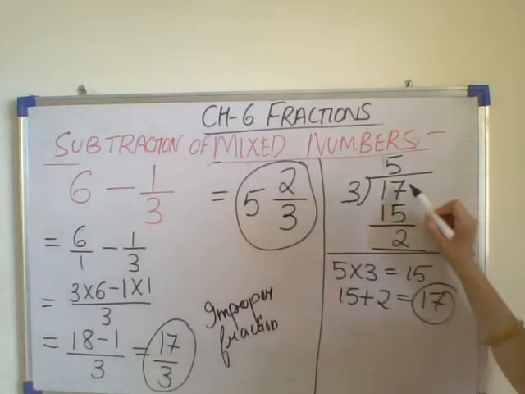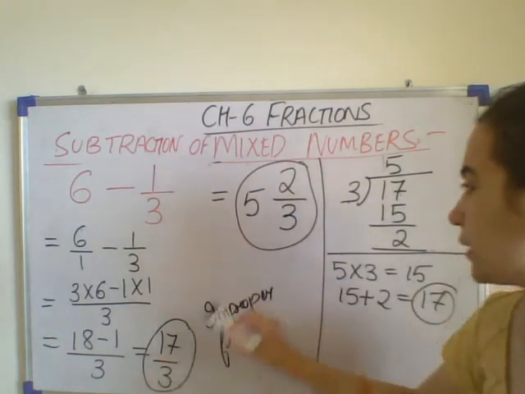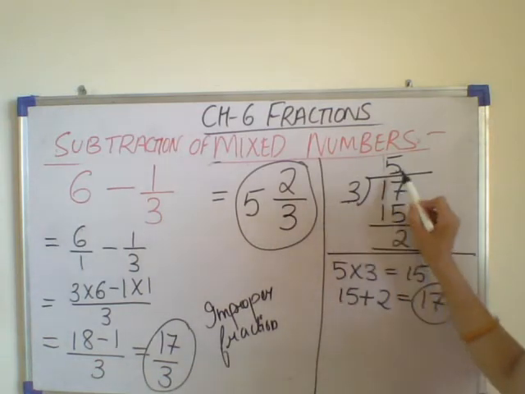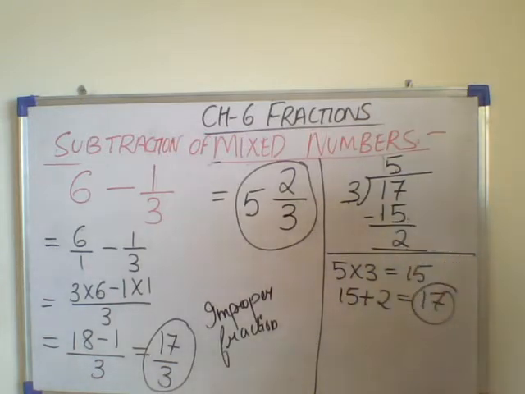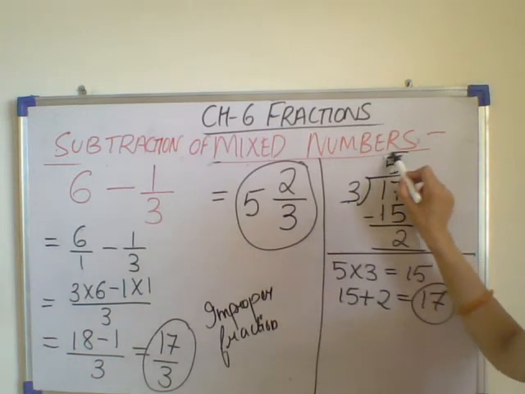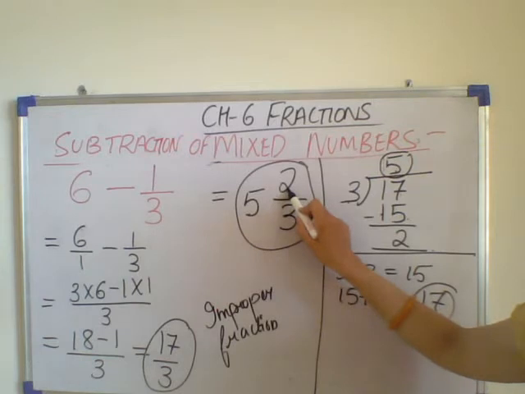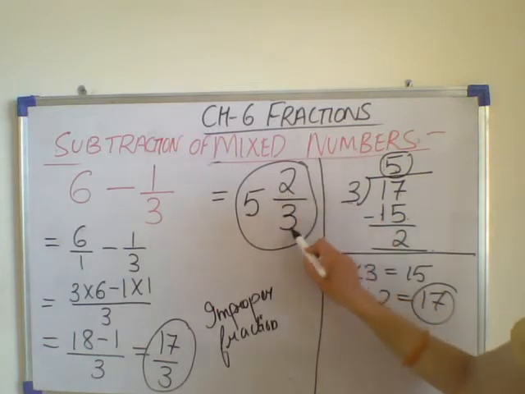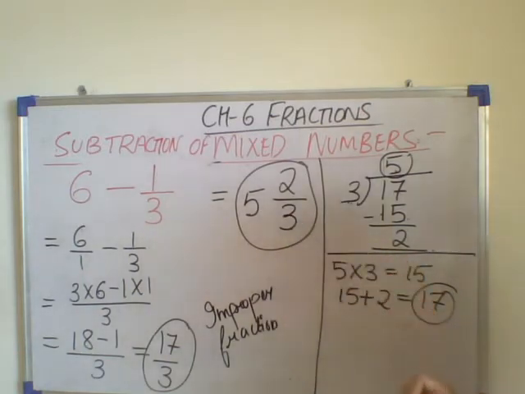Look here. You will be dividing 17 by 3. So 3 5s are 15. If you subtract 15 from 17, you will be getting 2. So the 5, which is the quotient, you will be writing here. The remainder you will be writing above, and this divisor 3 you will be writing below. In this way you will be converting this improper fraction into the mixed number.